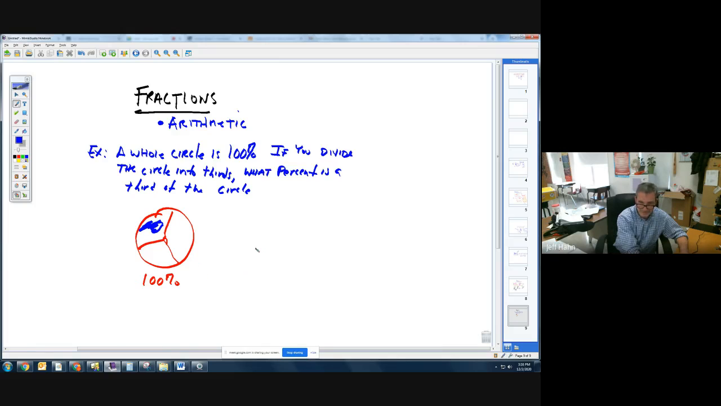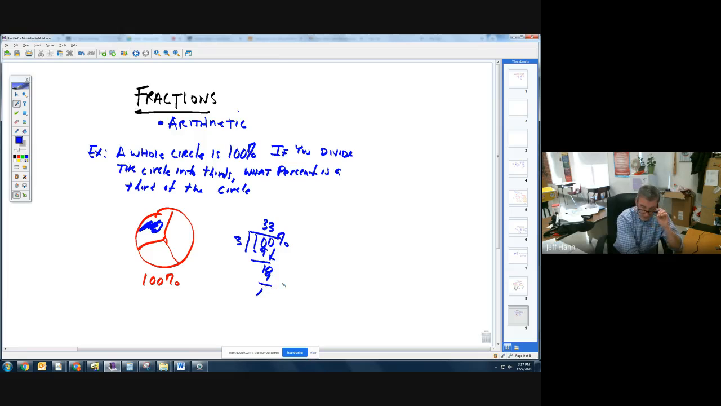Really what I'm doing is I am taking 100% and I am dividing it into 3 equal pieces. So you can probably do that division there. 3 doesn't go into 1, but it does go into 10 3 times. 3 times 3 is 9. Subtract, bring down. 3 goes into 10 3 times again. I get 9. Now I have nothing left to bring down, so I have this remainder of 1.